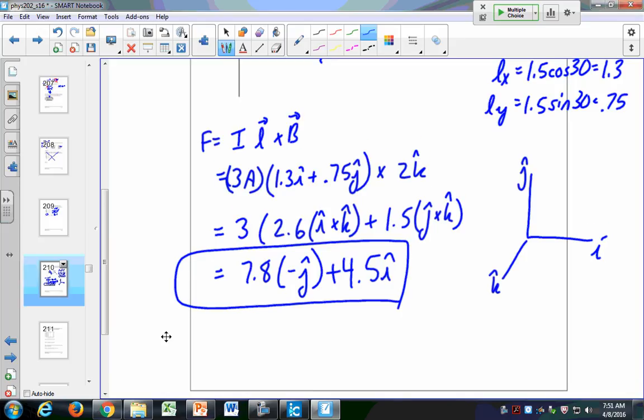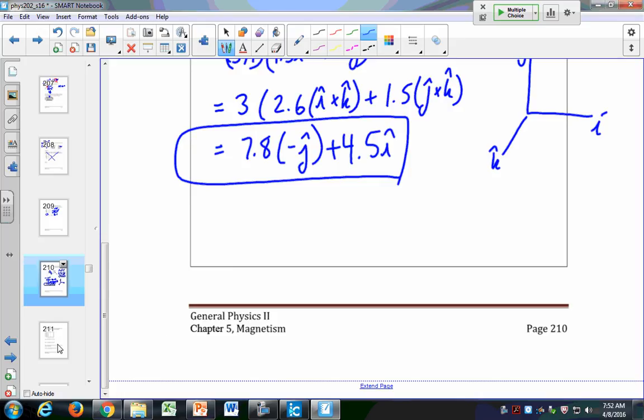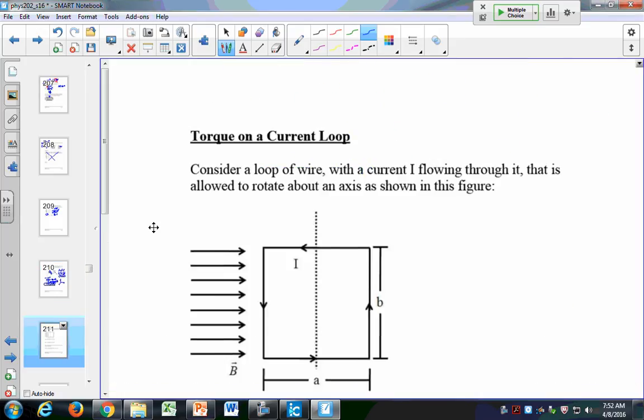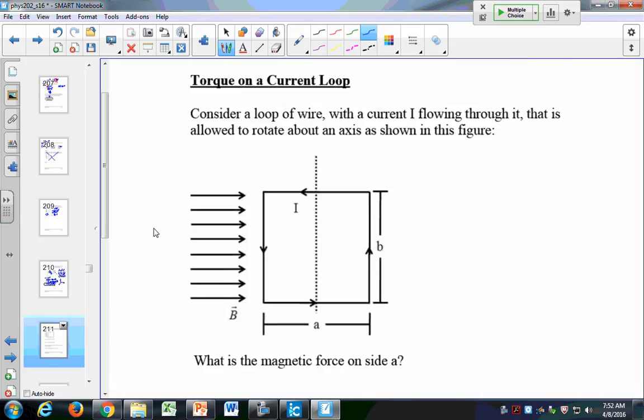All right. Okay, so a big application of this comes about if we have a loop of wire that's in a magnetic field. So let's say that I have this loop of wire. It's allowed to rotate about an axis. Say our axis is right here, and this thing is allowed to rotate. It has a current going through it. First of all, what is the magnetic force on this side A, or on this side? What is the magnetic force on that wire?